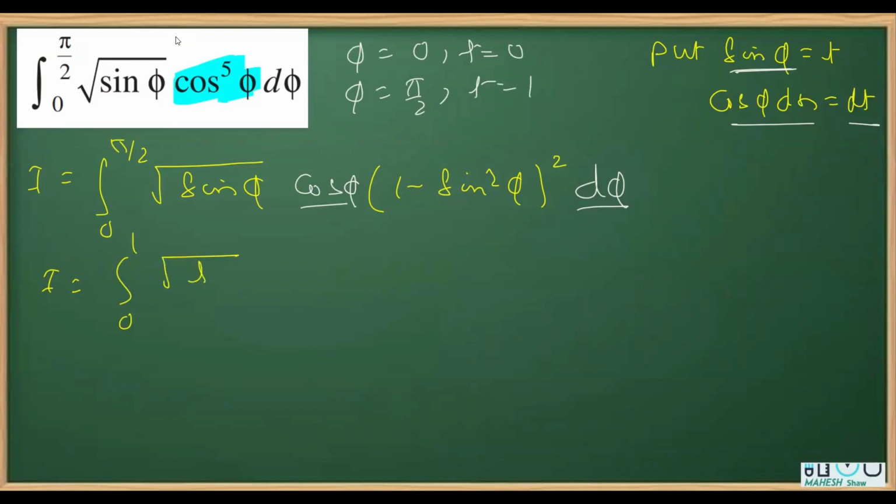This is under root t, and under root t is what? t raised to the power half, right? So a better way to write it is t raised to the power half. This is 1 minus t square from here, and these two will club to give you dt. Now it has become easy, and from here we can integrate. But before that, we'll open the brackets.